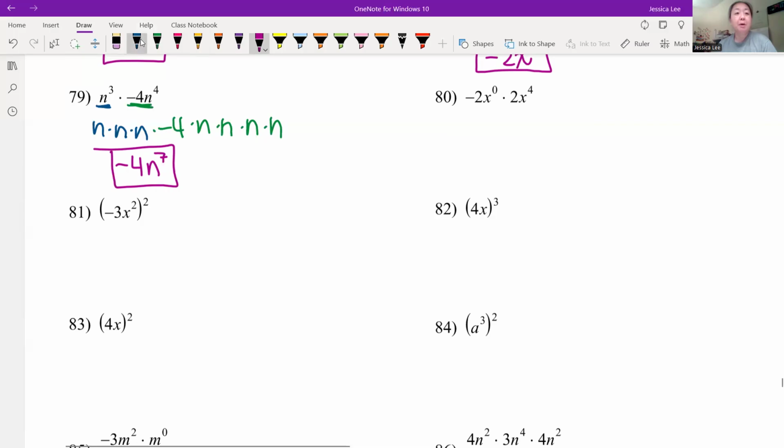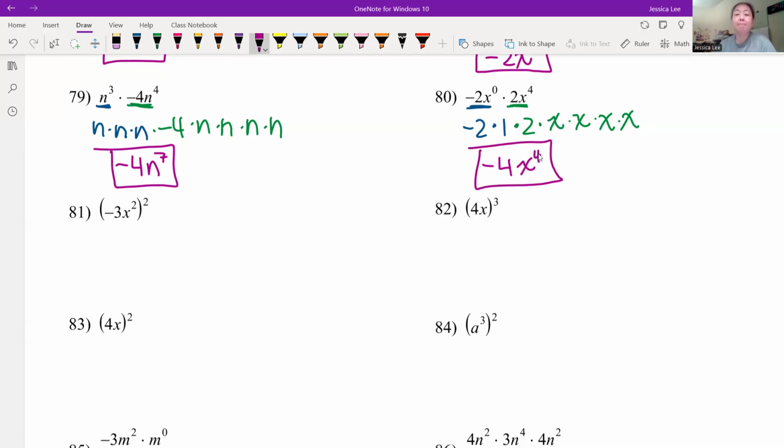Then 80, let's expand it. We got -2. X to the 0 power is just times 1. And then we have right here, this part is going to be times 2 times, we have 4 x's, so x times x times x times x. So what do we have? -2 times 1 times 2. It's just going to be -4. How many x's do we have? 4. We're multiplying 4 x's. That's it. Yay.